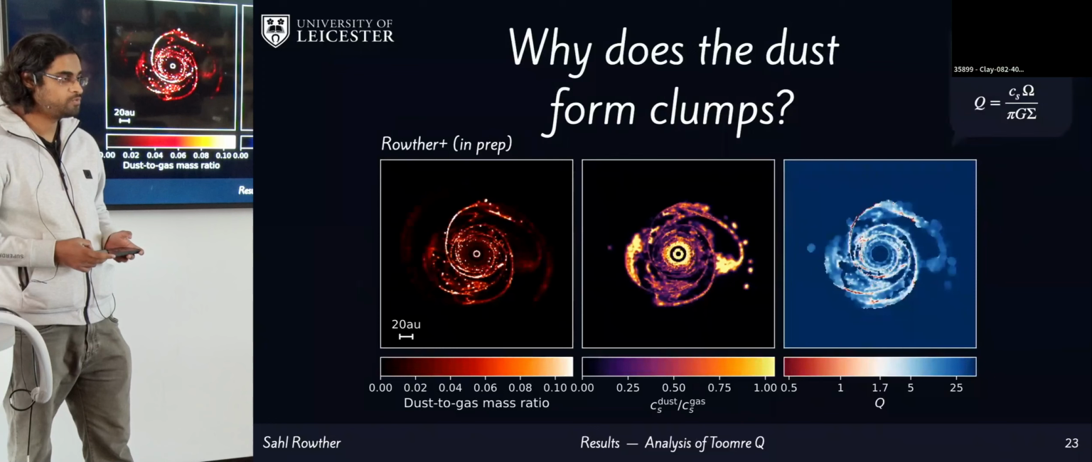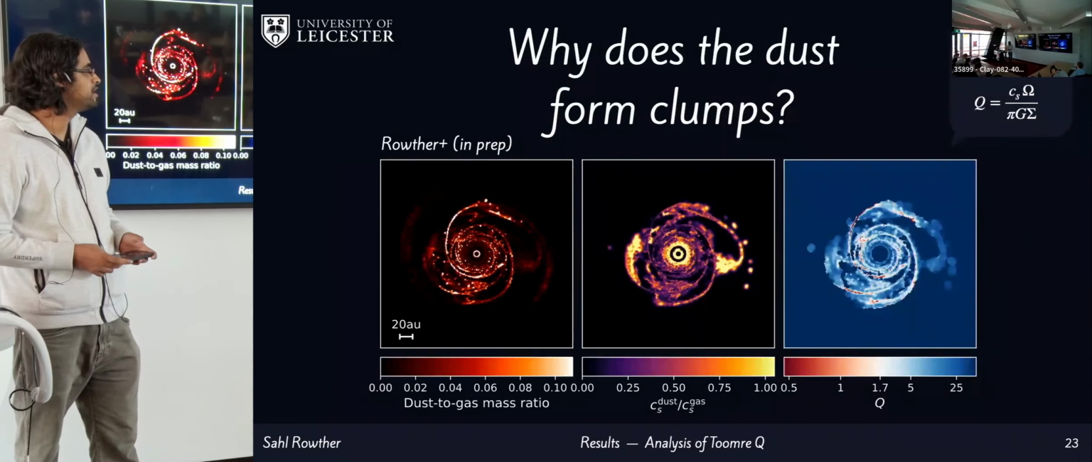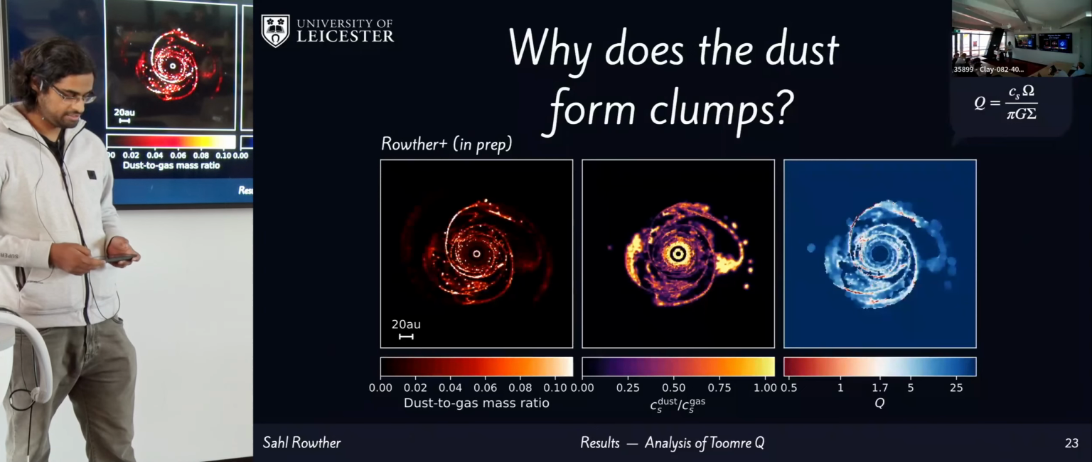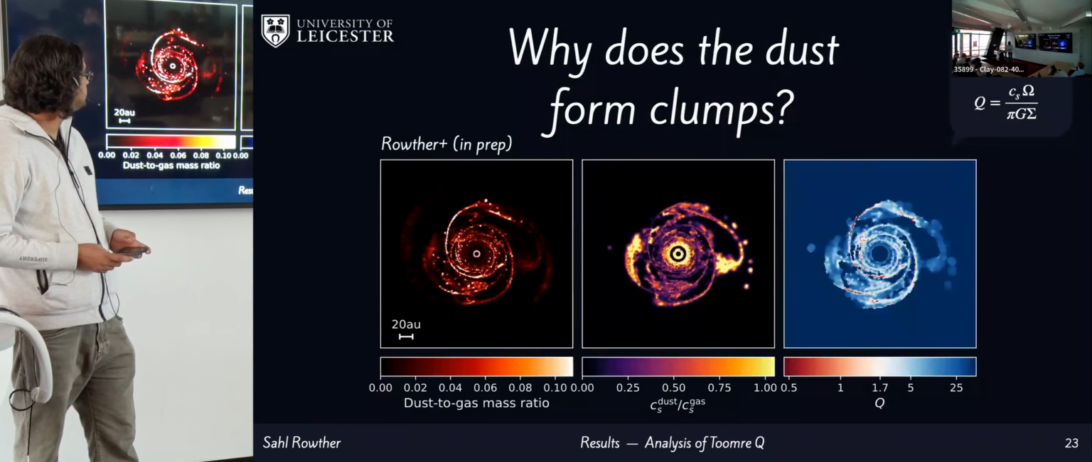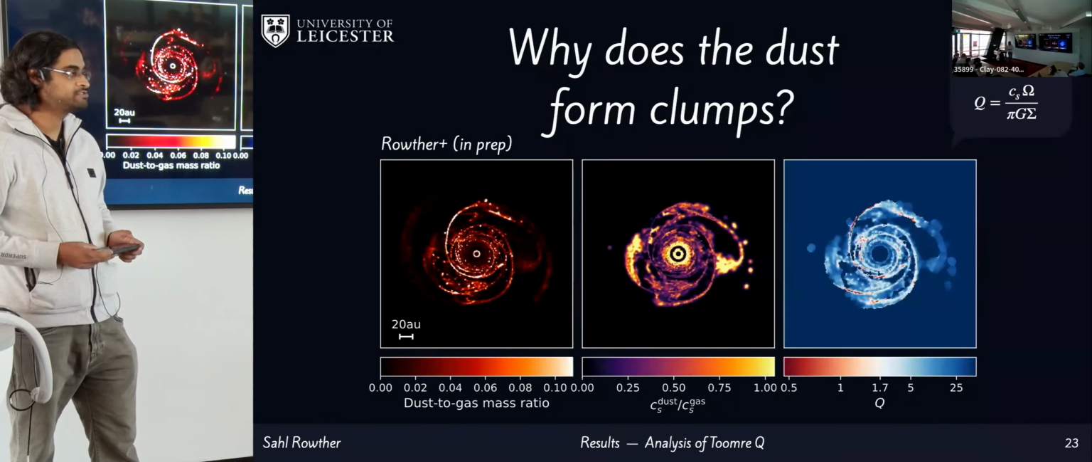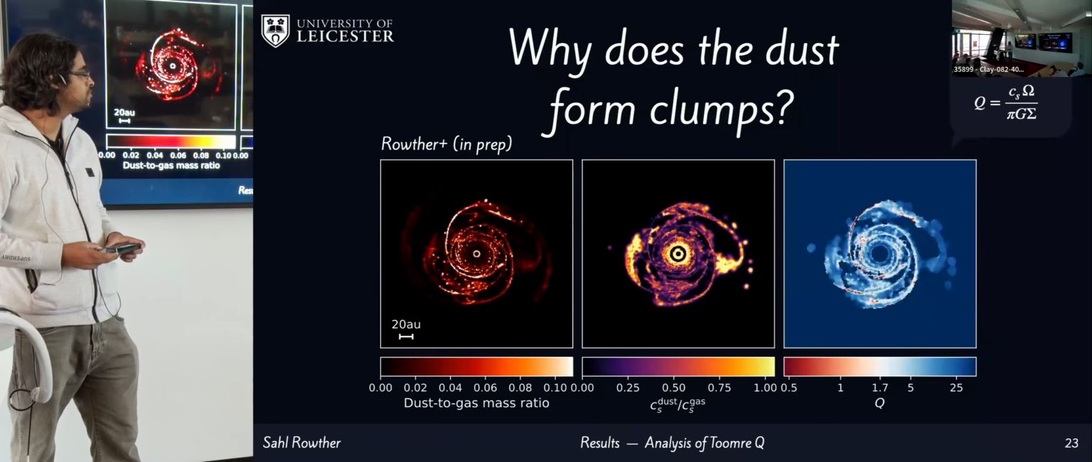To understand why the dust forms clumps, as that can be a bit surprising given that the dust was only 1% of the gas, so how could it become gravitationally unstable? So from left to right, it plots the dust to gas mass ratio on the disk, the velocity dispersion compared to the gas sound speed, and the Toomre Q.